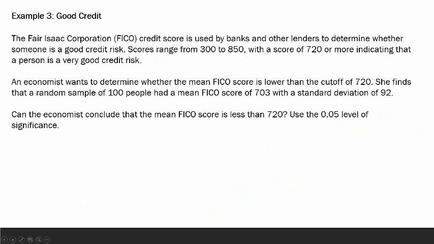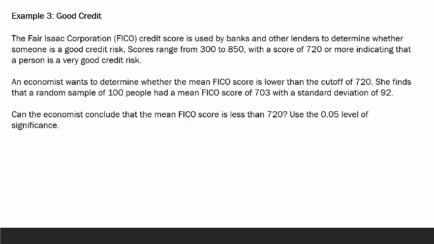All right, let's do one last one. So we've done a right tail, the two-tailed. Let's maybe do a left tail. Okay, so this one's about good credit. So the Fair Isaac Corporation, FICO, or a credit score, is used by banks and other lenders to determine whether someone is a good credit risk.